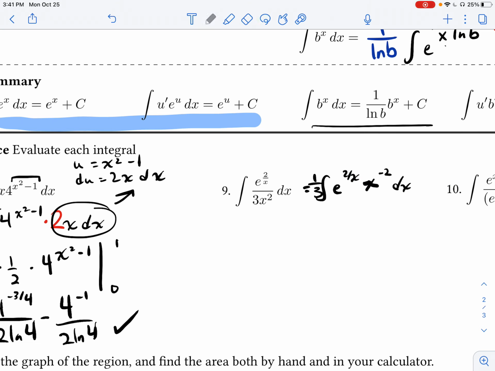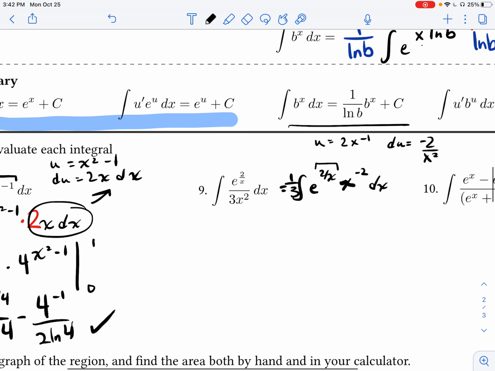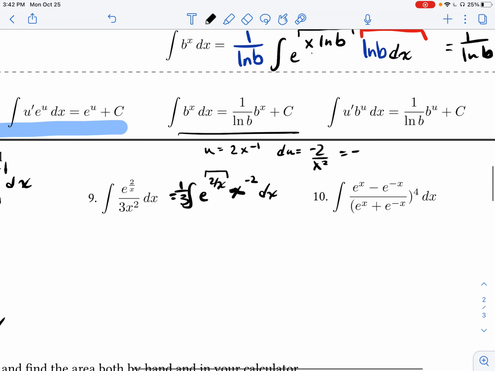Okay. So if we think of this as our u, which is 2 times x to the negative 1, we can say that du would have to be negative 2 over x squared, or negative 2 times x to the negative 2 power. So we already have an x to the negative 2. And we have a dx. All we're missing then is that negative 2. So again, we could just multiply all of this by negative 2.